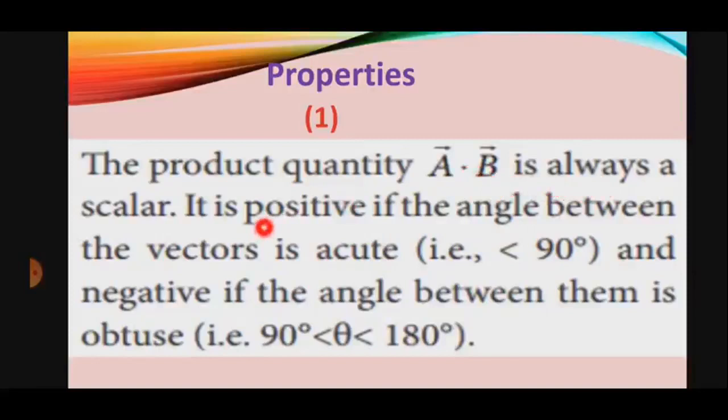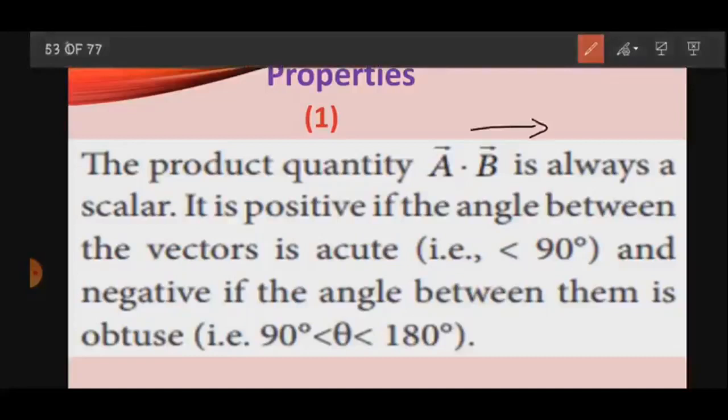Already you know the relation: A vector dot B vector is equal to AB cos theta. That is a scalar quantity. So it is positive if the angle between the vectors is an acute angle. What is an acute angle? It is nothing but theta less than 90 degree. Now see, this is A vector, this is B vector. What is the angle between these two vectors? Theta. So theta is less than 90 degree. This angle we call an acute angle. Are you clear, children? Okay.